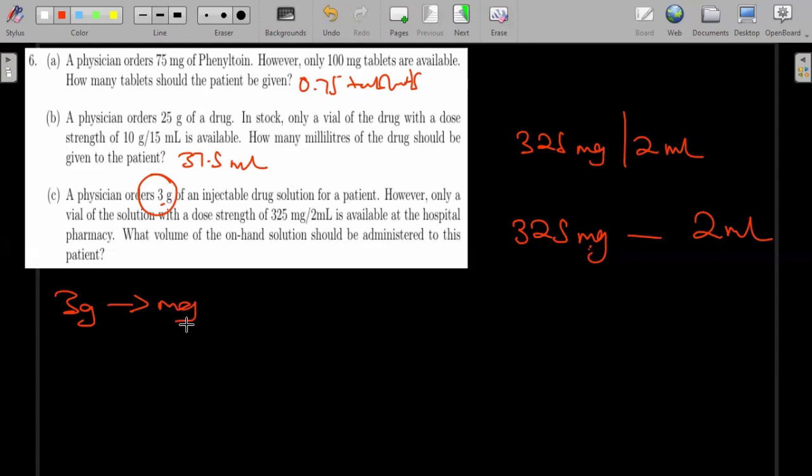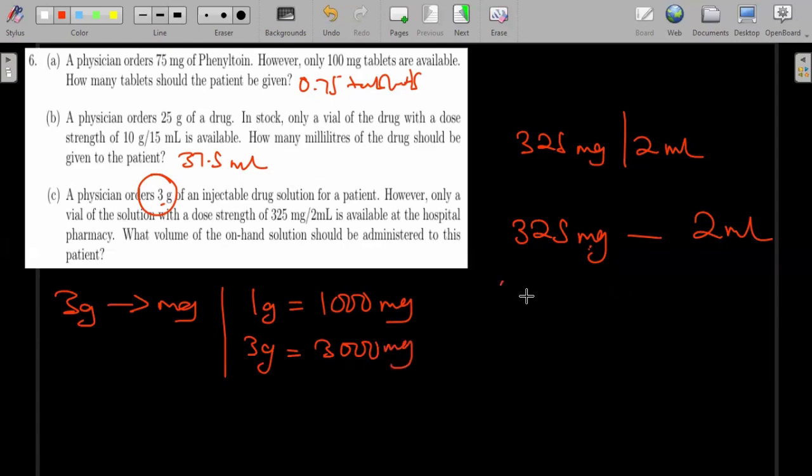We learned this in chemistry, I taught you guys. So we said 1 gram is equivalent to 1,000 milligrams. Meaning if I have 3 grams, how many milligrams am I going to have? 3,000. Okay, so that's what we're going to write here.